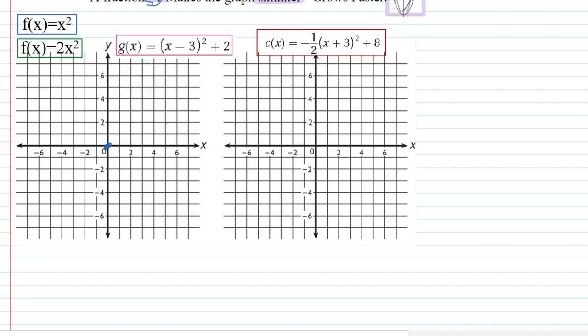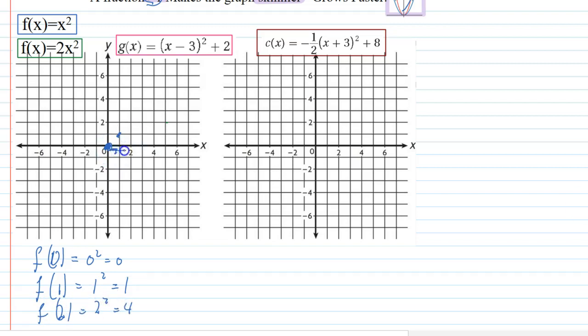Now normally you shouldn't do a data table, but for the first one, we're going to do a data table in order for you to see what's happening. If I say f of 0 is 0 squared equals 0, that's where we started at 0, 0. Now what if I put a 1 there? Squared is 1. So that means if I move to the right 1, I'm going to move up 1. Kind of like slope, right 1, up 1. Now if I put a 2, 2 squared is 4.